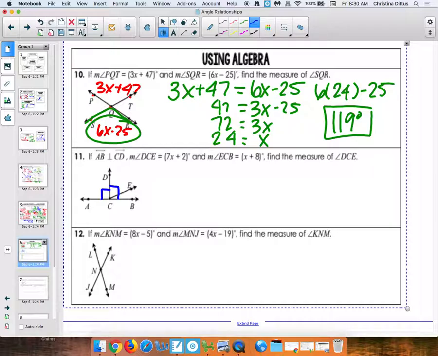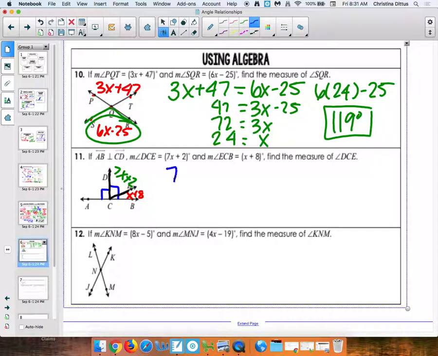Okay? Alright. Then it tells me DCE, right here, is 7x plus 2. And then ECE is x plus 8. I need to find DCE, this angle right here. What should I do? 7x plus 2 plus x plus 8 equals 90. They are complementary. They add to make a right angle.